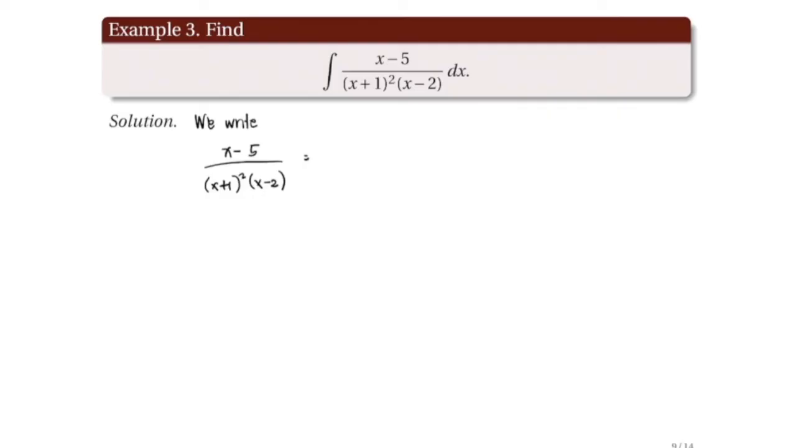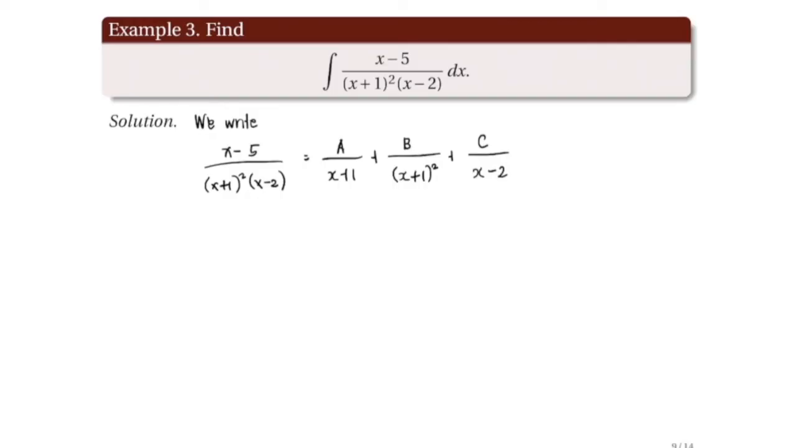x plus 1 squared, repeated linear factor, so meron kang dalawang partial fractions sa kanya, one with denominator x plus 1, the other with denominator x plus 1 squared. Tapos, x minus 2, ganun din, distinct factor, case number 1, meron kang isang partial fraction. Pero yung numerator nila would be constant lahat. So, say you have here a, b, and then c.